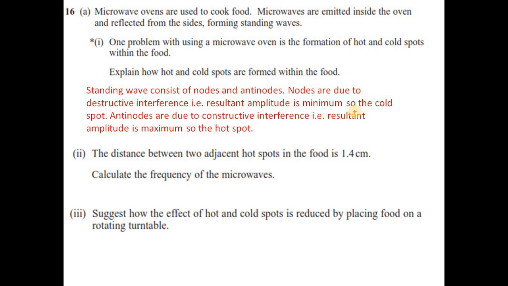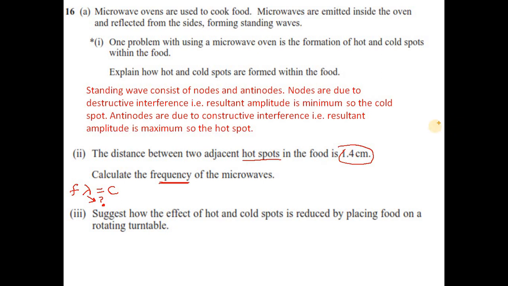The distance between two adjacent hot spots in the food is 1.4 centimeter. Calculate the frequency of the microwave. If you need to find the frequency of the microwave, we have a formula: f lambda is equal to the speed of the microwave, which is c, 3 into 10 to the power 8. That means to find frequency we need wavelength. And how do we figure out the wavelength? We are given the distance between two adjacent maxima or two adjacent antinodes or two adjacent hot spots.